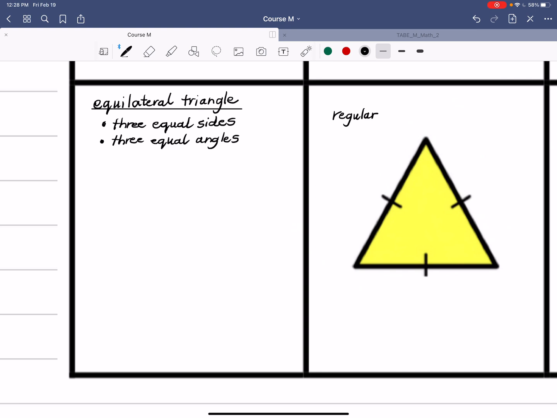And its angles add up to 180 degrees. So there's only one measurement that these can be. This is a 60 degree, a 60 degree, and a 60 degree. 60, 60, and 60, 180 degrees, equilateral triangle.